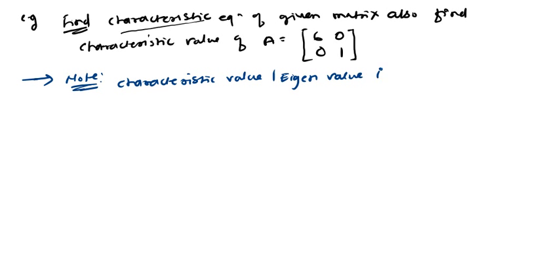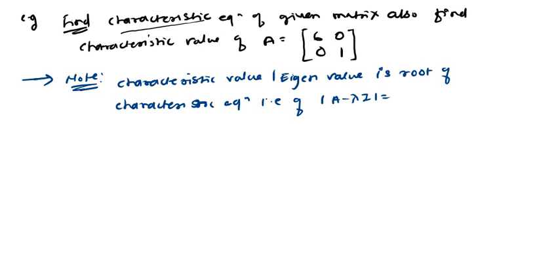Eigenvalue is nothing but the root of the characteristic equation. What is the characteristic equation? It is determinant of A minus lambda I equal to 0. So we have the matrix A and we need to find its characteristic equation and characteristic value, and as we have mentioned here, the characteristic value, that is eigenvalue, is nothing but the root of this equation.